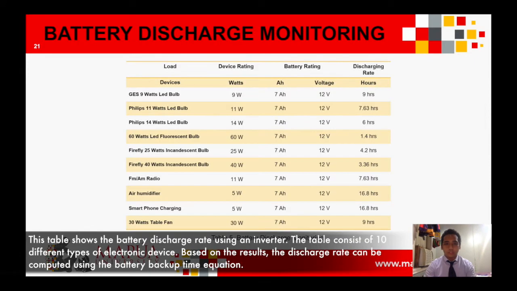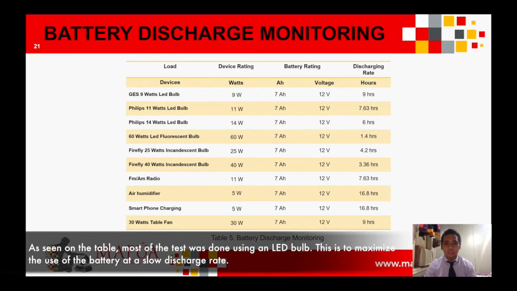This table shows the battery discharge rate using an inverter. The table consists of 10 different types of electronic devices. Based on the results, the discharge rate can be computed using the battery backup time equation. As seen on the table, most of the tests were done using an LED bulb. This is to maximize the use of the battery at a slow discharge rate.